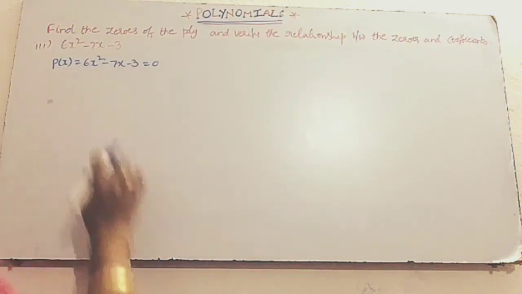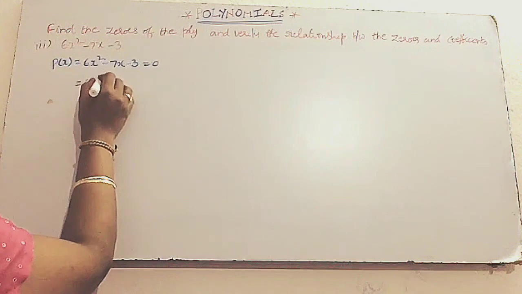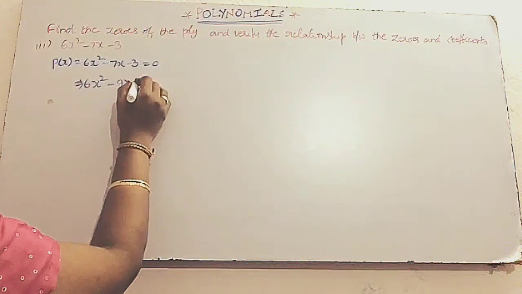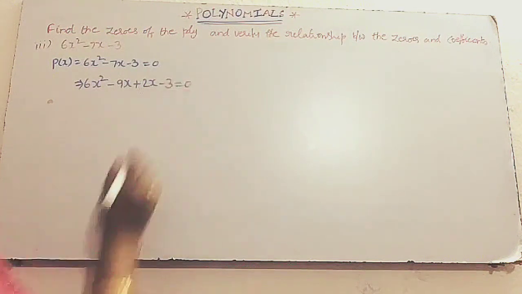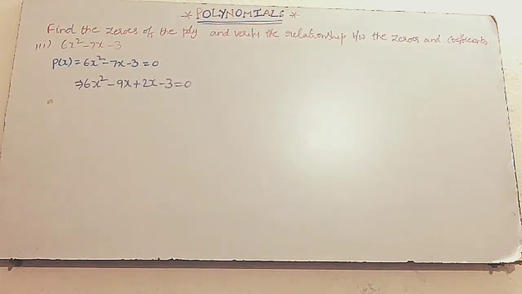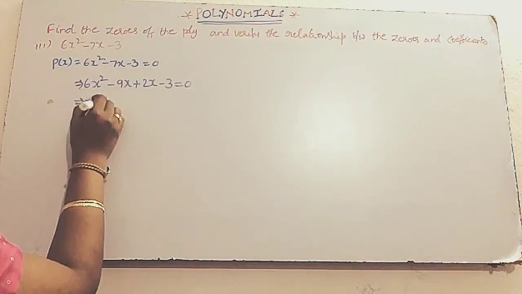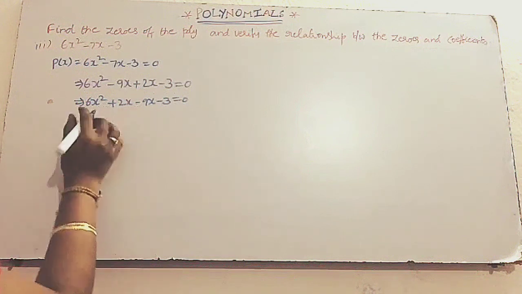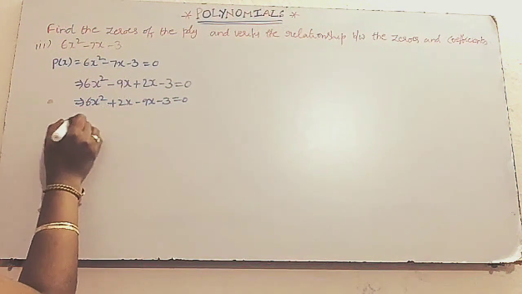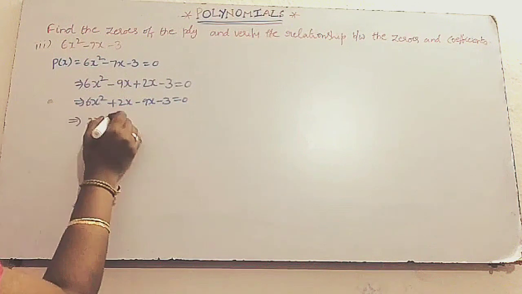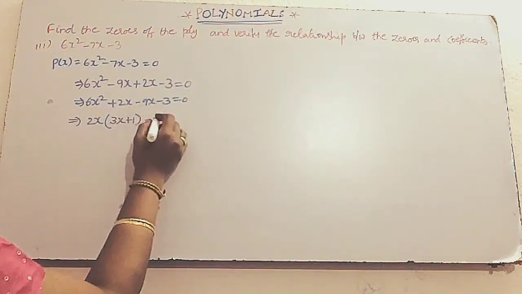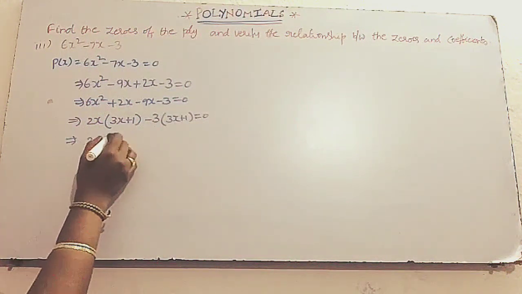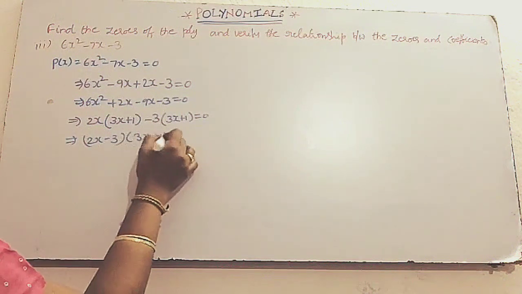6 3s are 18, 9 2s are 18. That means 6x² - 9x + 2x - 3 = 0. And I will write 6x² + 2x - 9x - 3. Why? Because I will take 2x common from these two, then we will get 3x + 1, and here minus 3 (3x + 1). So that implies (2x - 3)(3x + 1) = 0.